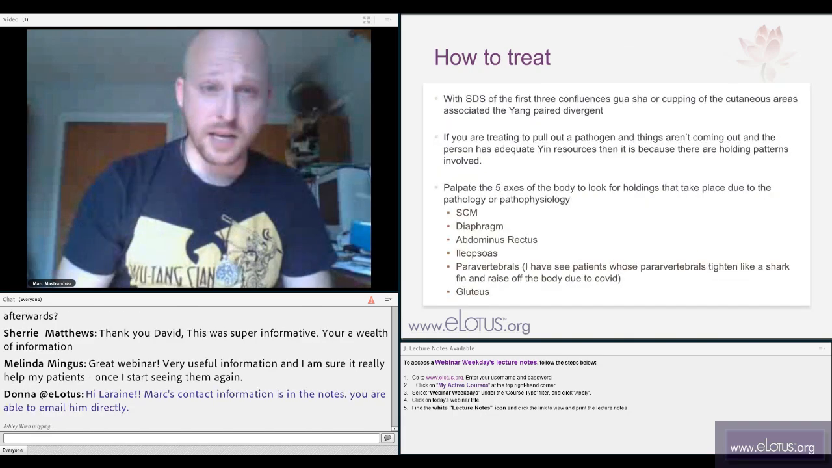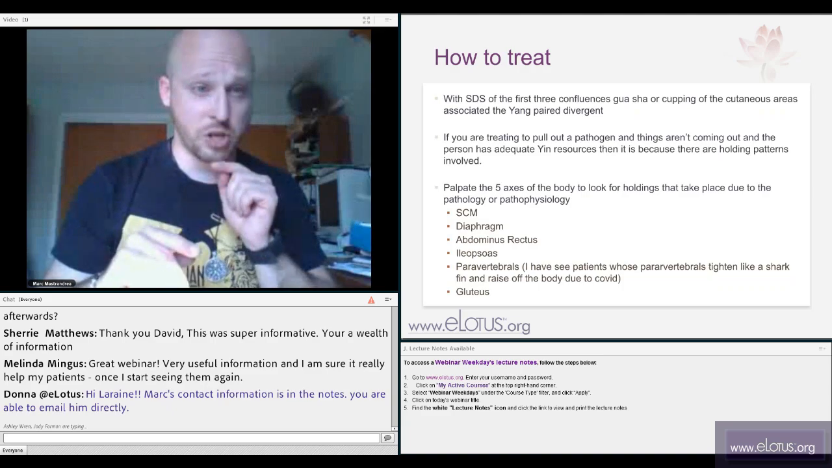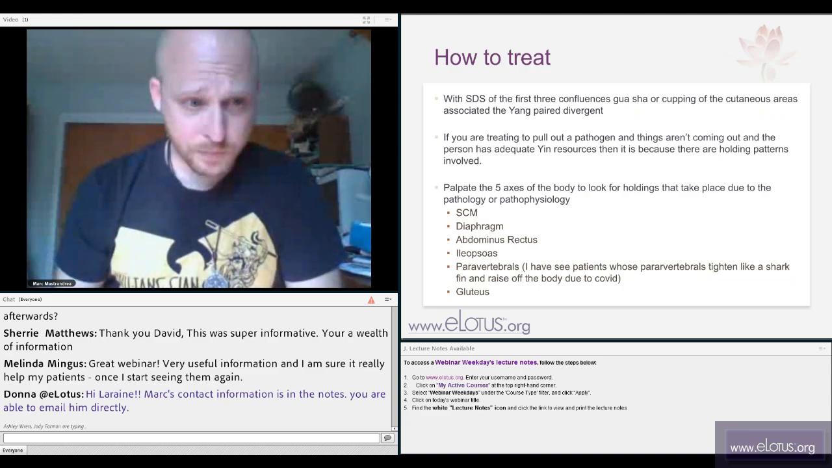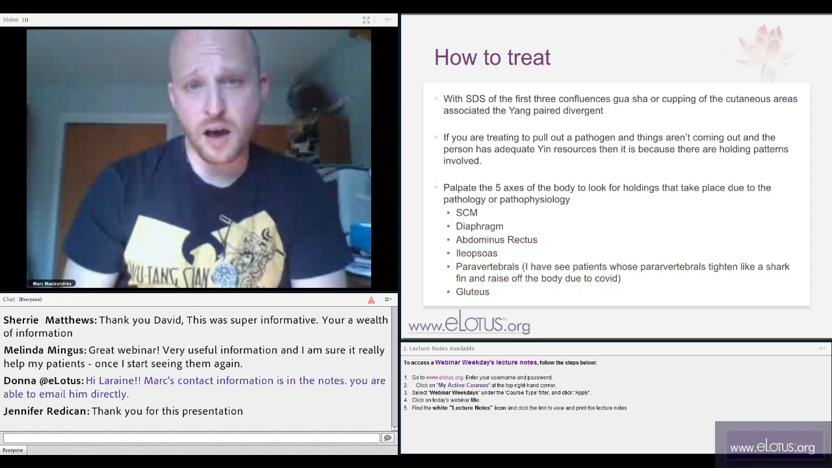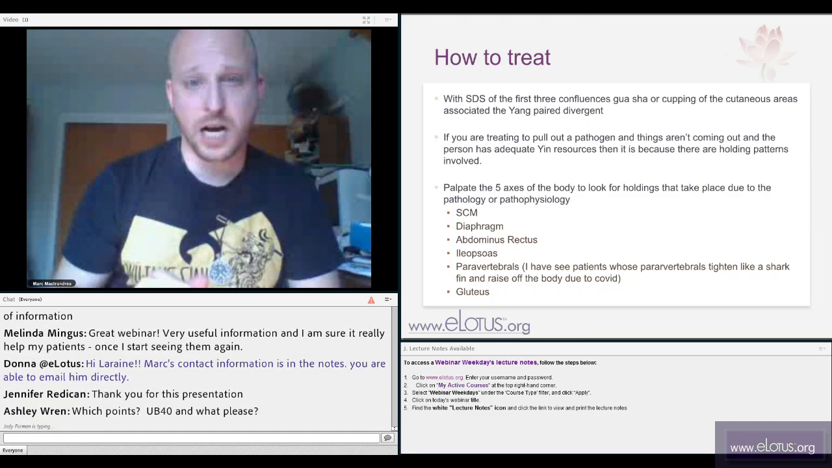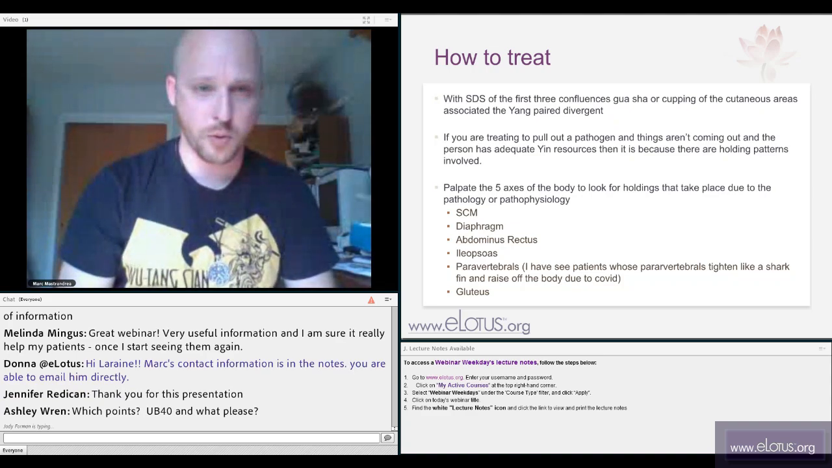Now, when you needle SDS, you then follow up by needling the jingwell. We'll get into that. So with SDS, the first three confluences, gua sha and cupping of the cutaneous vessels associated with the yang pair divergent is really kind of important.